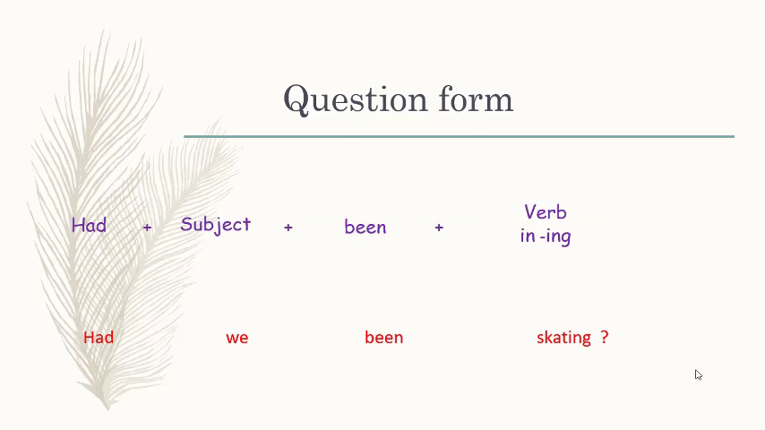And now the question form of past perfect continuous. The question form of past perfect continuous is had plus the subject plus been plus verb in ing. Like here, had we been skating? Had we been skating? And don't forget the question mark.